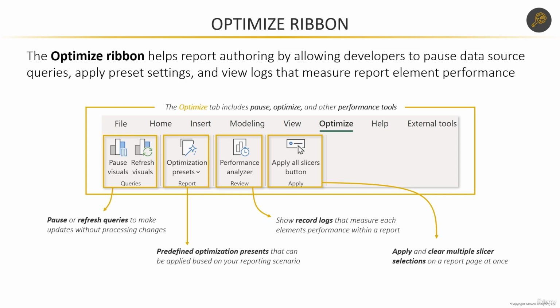All right, so I just want to mention one more thing before we move on. The optimization tab is currently a preview feature, so it actually needs to be enabled from the preview features menu. Keep in mind that it'll likely change or evolve before it becomes generally available.